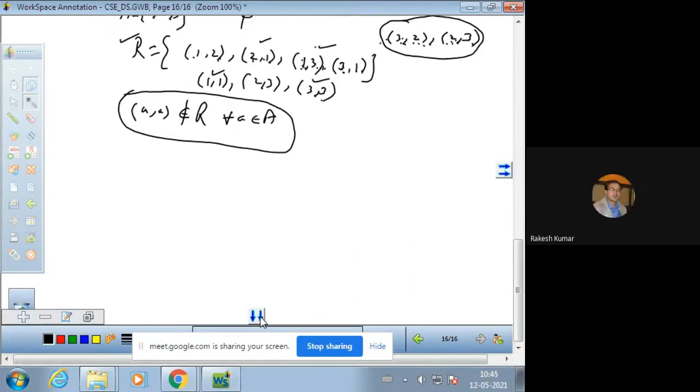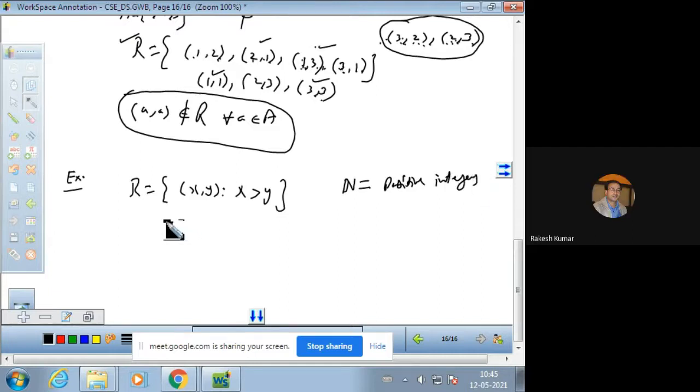Now let us move further. We have the example. The example of a relation: R is a relation with ordered pairs (x,y), x is greater than y, on the set N. N is the set of positive integers. We are taking the set. And we have to determine whether the relation R is reflexive, symmetric, transitive, or antisymmetric. Let us discuss. First one is reflexive.